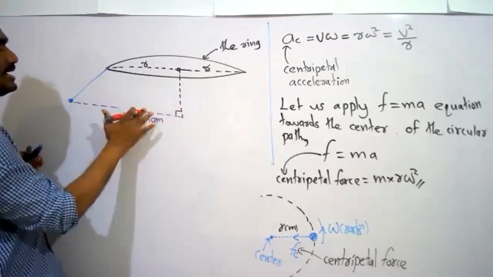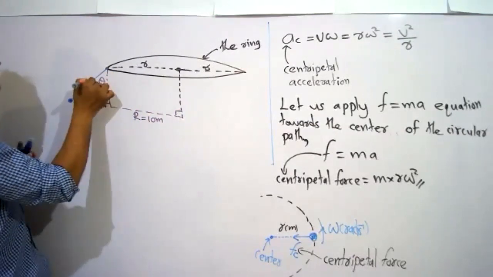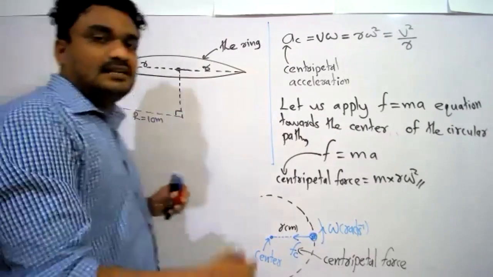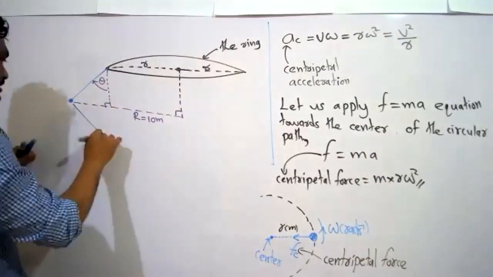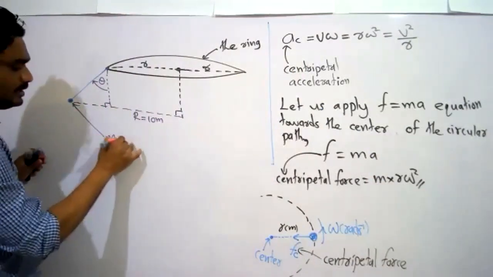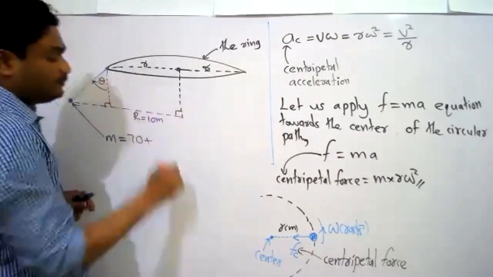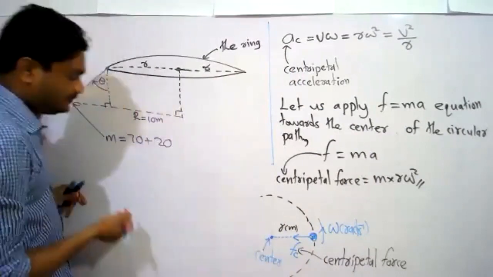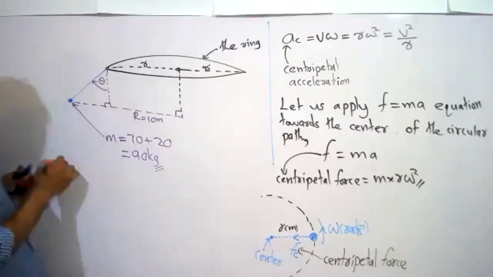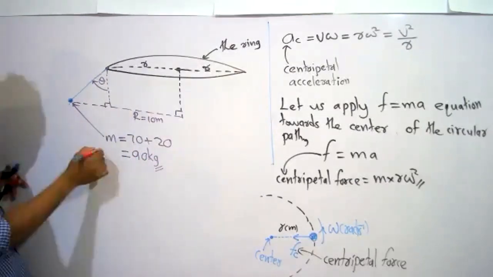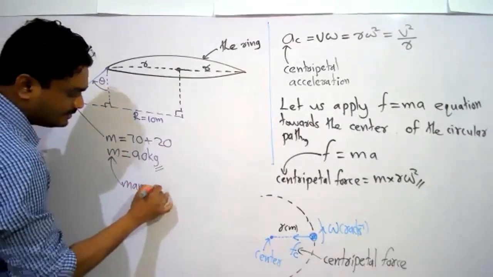The other data that they have given us is this angle, given as theta. The total mass which is concentrated at this point is M equal to 70 kilograms, that's the mass of the man, plus 20 kilograms, that is the mass of the chair. So altogether 90 kilograms. So this M is the combination of man plus seat.